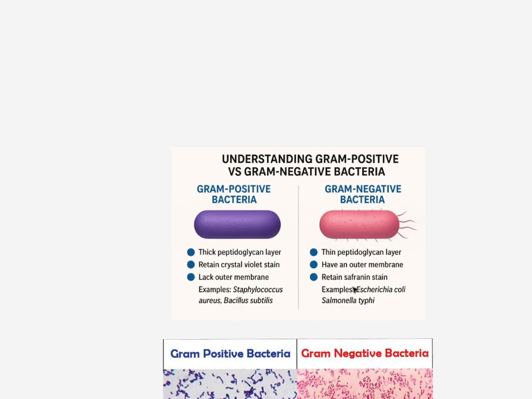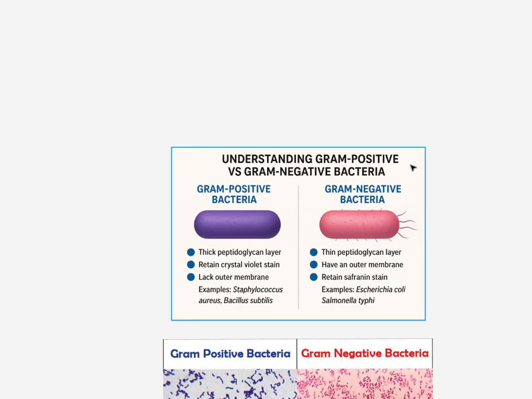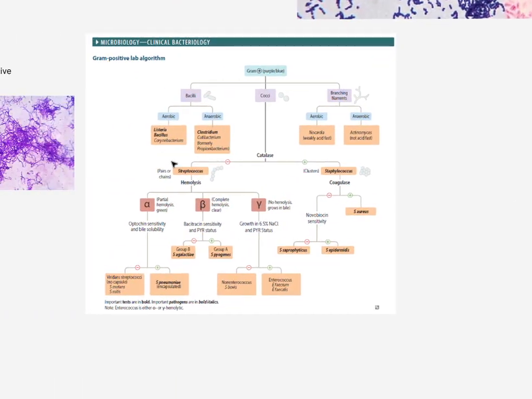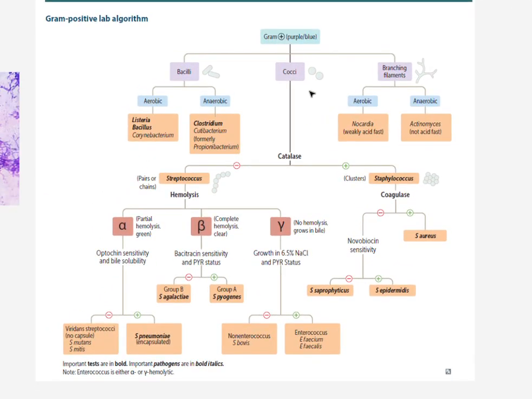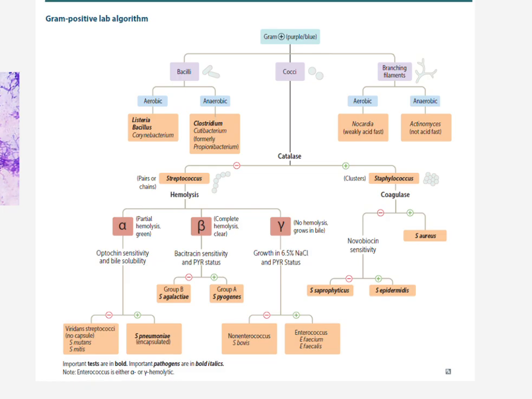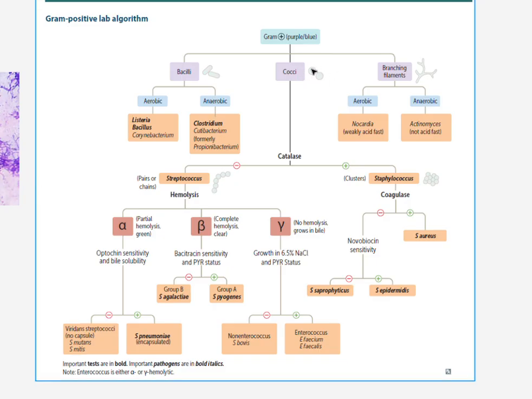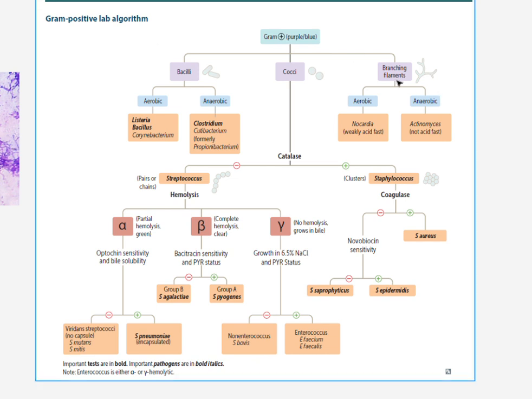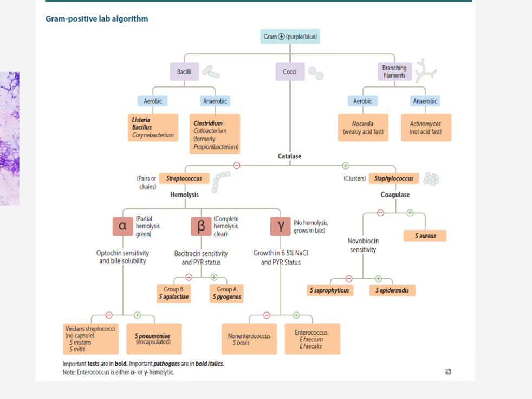Now, after you know that something is gram-positive, you further on go and see whether it's a bacilli, cocci, or does it have branching filaments. So if it's a bacilli, we call it a rod. A rod is basically a bacillus. And if it's a sphere, if it's like circular, we call it cocci. And if it's branching, then we call it branching filaments, right?